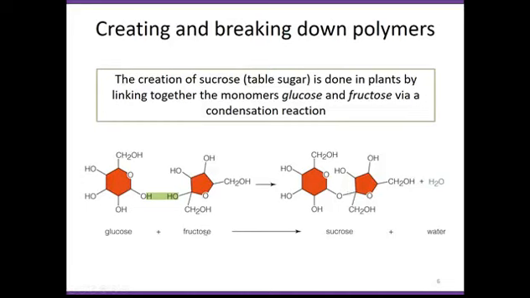So anyways, this is how plants actually create sugar. They link together glucose and fructose, which they make through other processes, and create sucrose. And notice that we get water out of the deal right there.